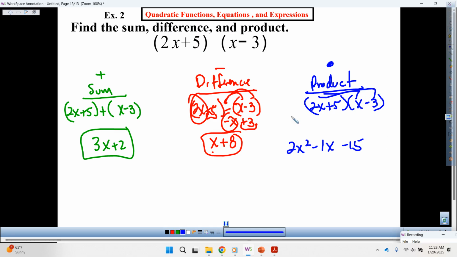Distribute. 2x squared minus 6x. Distribute. 5x minus 15. Combine like terms. That's how we get this. And bring the other ones down. From 1 to 5, how comfortable are you with this? We got it, right? Plenty of practice on the warm-ups? Yes? All right. Give me a second. Send me your notes, please, for that.